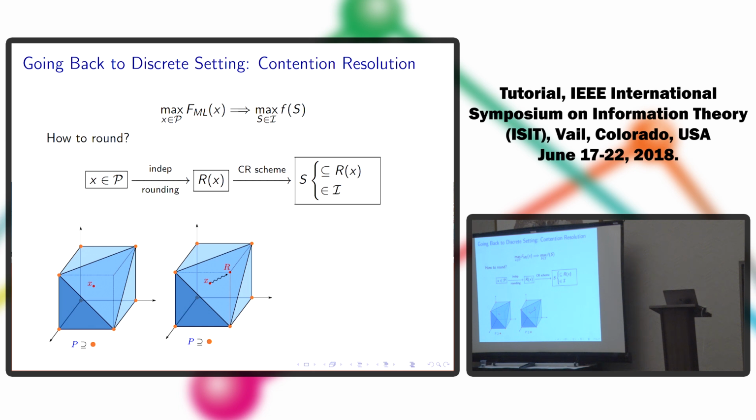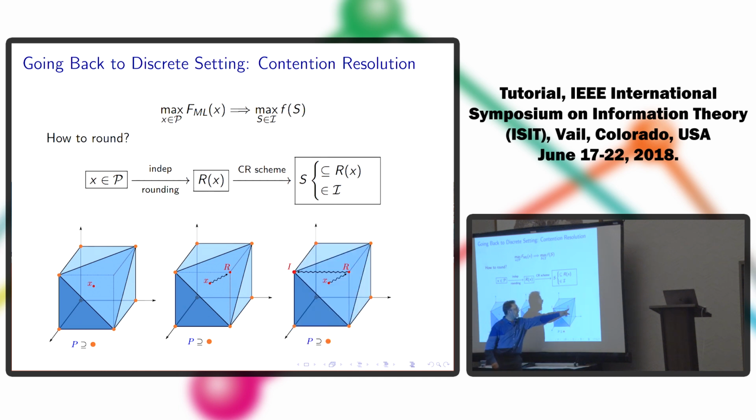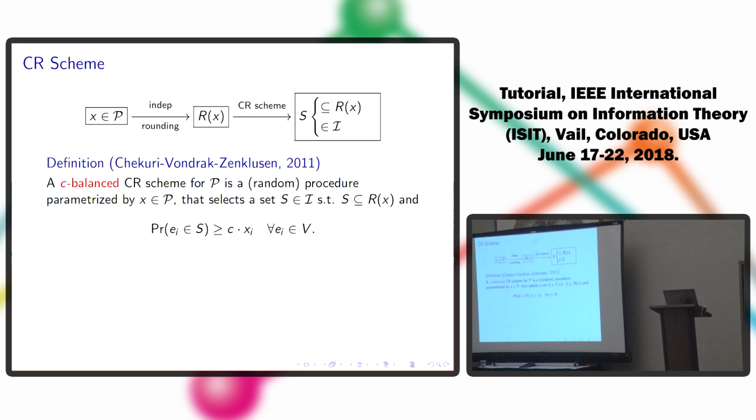So what contention resolution does, this particular scheme of rounding, is that it's going to take that solution, a very good initialization, and push it back into a feasible solution. Basically, we are going to return a set S that is a subset of a random set R, where S is actually feasible. How are we going to do that? Well, it's by something called the C-balanced contention resolution scheme. That's a definition. It's a procedure that is randomized, but parameterized by any point x, that selects a set S, which is a subset of a random set R, such that the probability that any single ei is in S is at least C times xi.